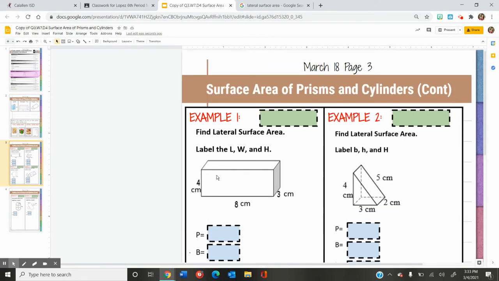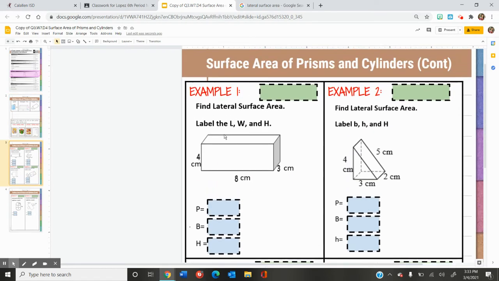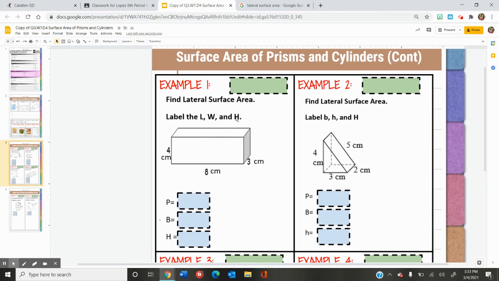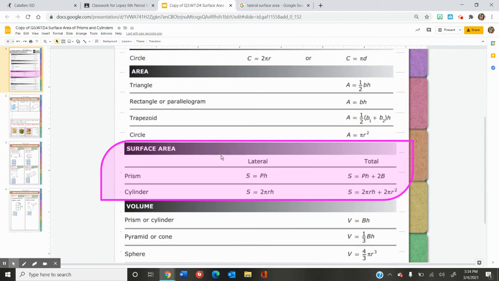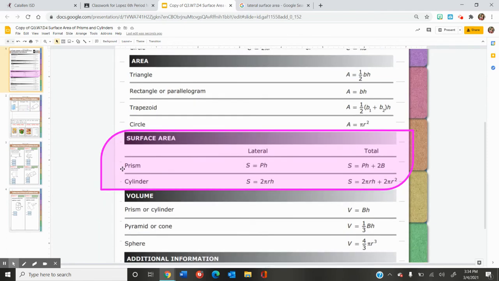So going on to our next page, example 1 says find the lateral surface area. Example 1 is a prism. So since I'm finding the lateral surface area, I want to go to my formula chart and find the formula for lateral surface area. It tells me that the surface area for a prism lateral is S equals P times H. Now remember, P stands for perimeter and H stands for height.